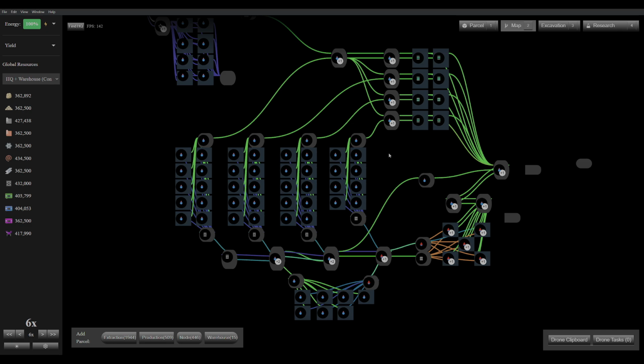Alright guys, so that is my 1.2 million energy reactor. I think I'm going to be done with reactors for a little while. Gonna move on to Gen 4 and Gen 5 chips, and we'll go from there.